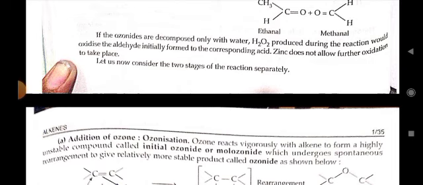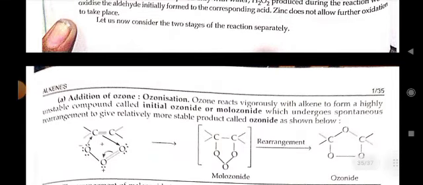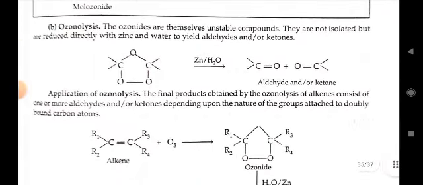Let us now consider the two stages of the reaction separately. Addition of ozone, ozonization: ozone reacts vigorously with alkene to form a highly unstable compound called the initial ozonide or molozonide, which spontaneously rearranges to give a relatively more stable product called the ozonide. Ozonolysis: the ozonides are themselves unstable compounds. They are not isolated but are reduced directly with zinc and water to aldehydes or ketones.